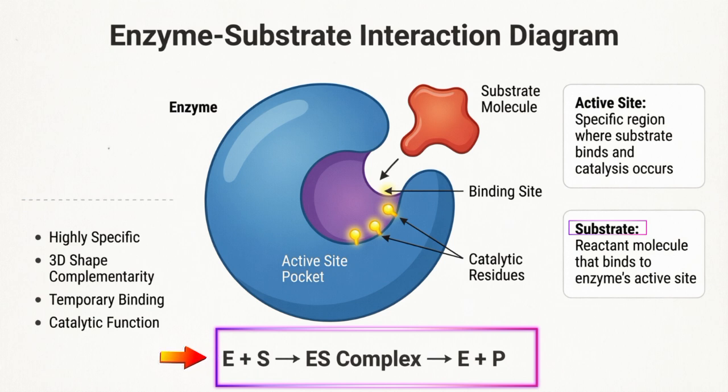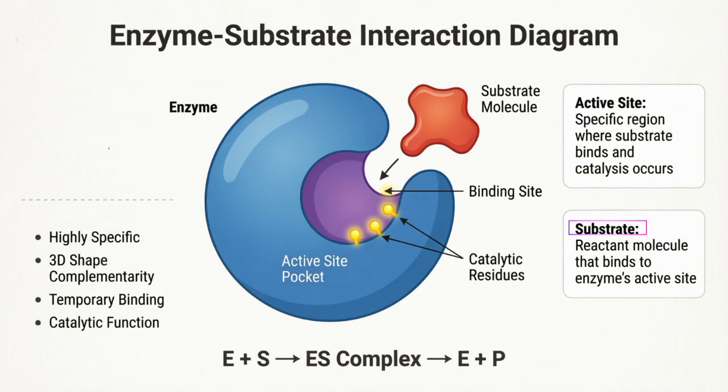Before we wrap up, here is a bonus point for your exams. Since enzymes are proteins, their shape is delicate. If the temperature gets too high or the pH level changes too much, the enzyme can lose its shape. This process is called denaturation. If the shape changes, the substrate will not fit anymore, and the enzyme stops working.